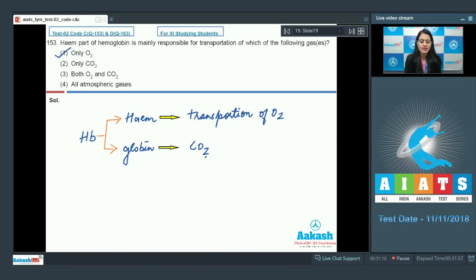The second option, only CO2, is an incorrect option. Both O2 and CO2 is an incorrect option because CO2 is transported by binding to the globin part of hemoglobin. And the fourth option given is all atmospheric gases, and this is also an incorrect option because all atmospheric gases will not bind to the heme part of hemoglobin. So the correct answer for this question is option number 1. Because although hemoglobin is responsible for the transportation of both O2 and CO2, it is only O2 which will bind to the heme part of hemoglobin and is transported as oxyhemoglobin. So the correct answer is option number 1. Let's proceed to the next question.